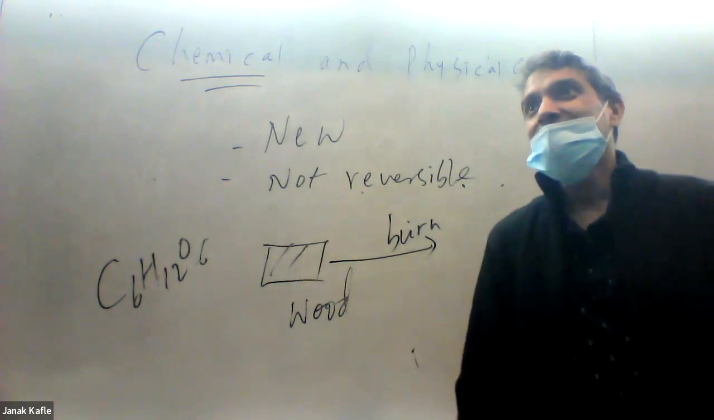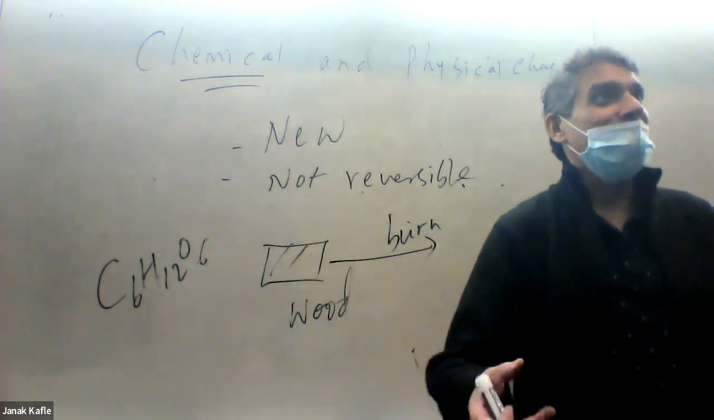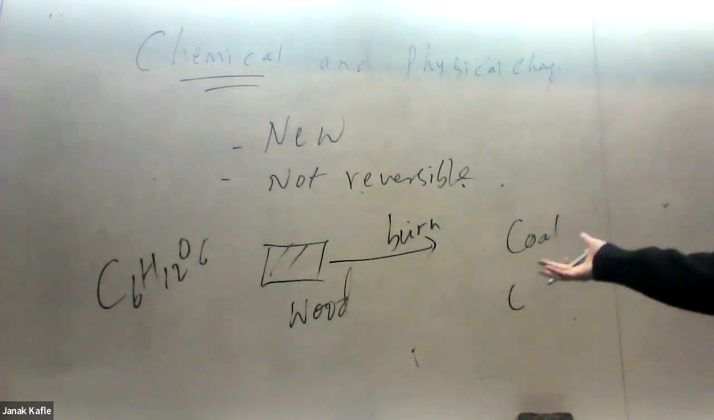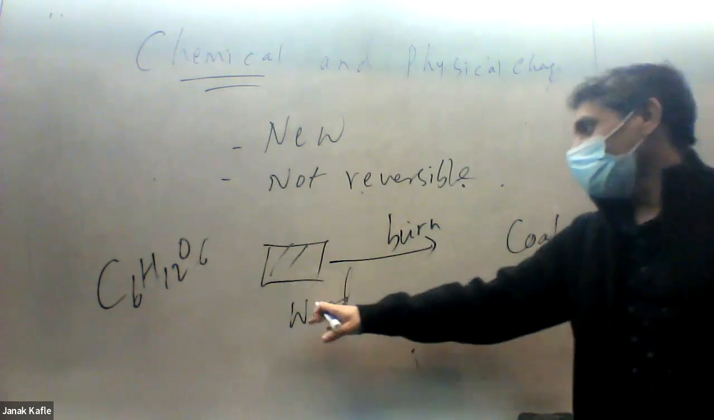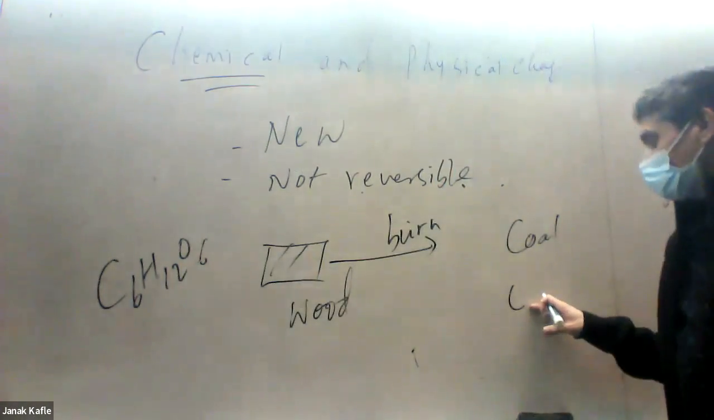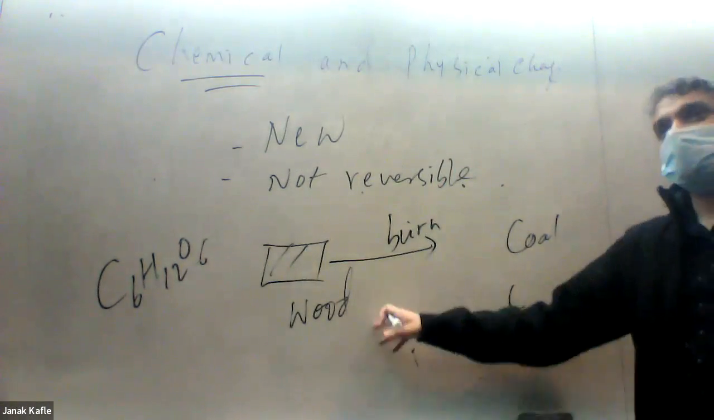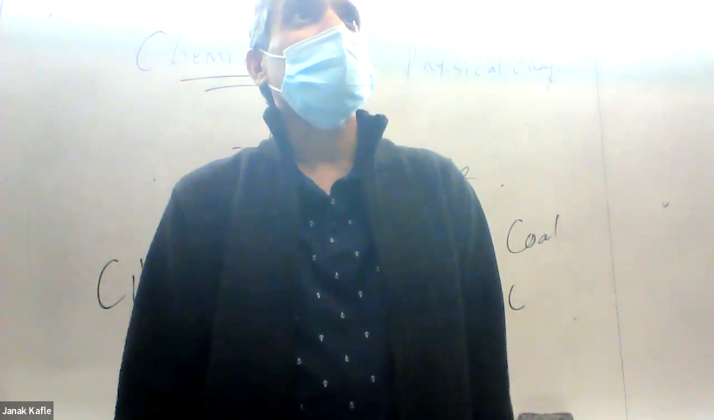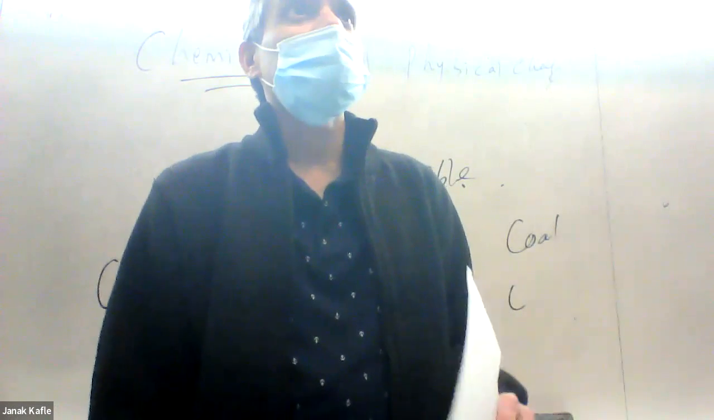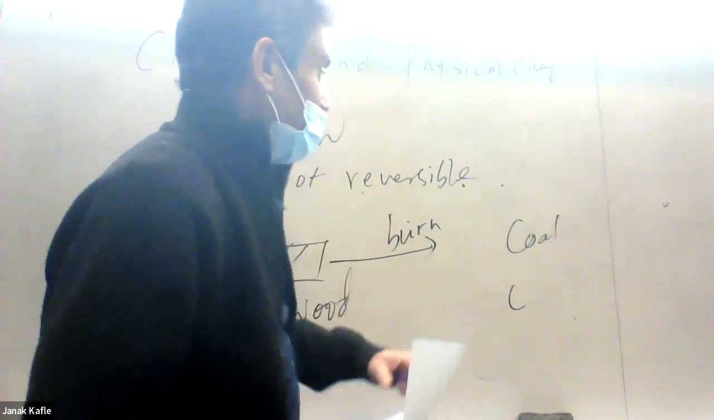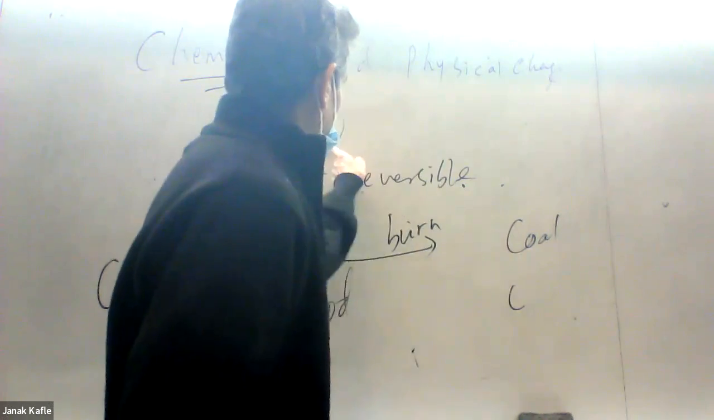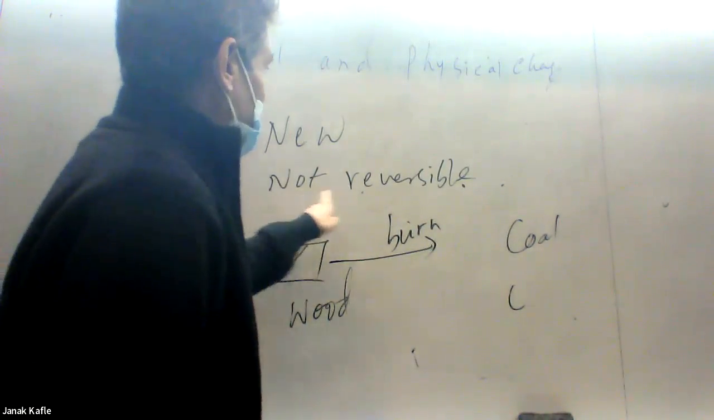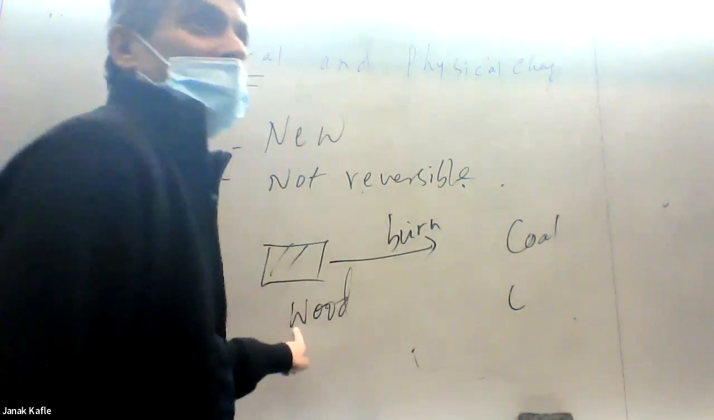Impossible, right? Or take firewood. You go to the quick tree, buy firewood, take it home and burn it, and you get coal. The wood was C6H12O6, and now you get coal. Can you convert coal to wood? Impossible, right? This kind of change is called chemical change. A completely new substance is formed here, and it is not reversible. I cannot change coal to wood.